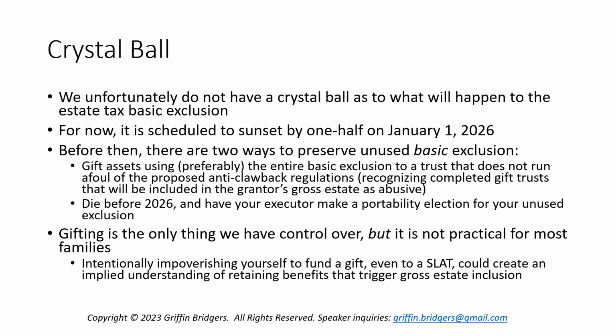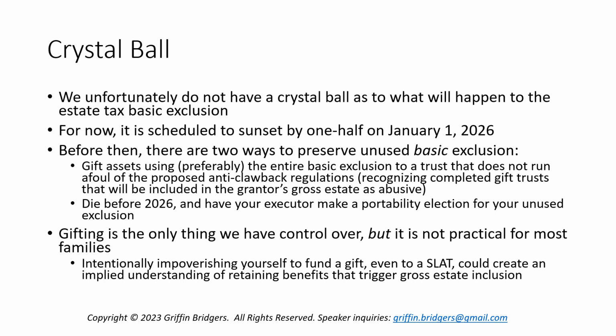Now, that aside, that's been the tenor of estate planning over the last 2 or 3 years. The more commonly accepted way, which obviously is not a desirable outcome from a personal perspective, but it may be optimal from a tax perspective, is for somebody to die before 2026 and have their executor make a portability election for their unused exclusion. Now, you can't predict that either. The only thing we really have control over is lifetime gifting here.